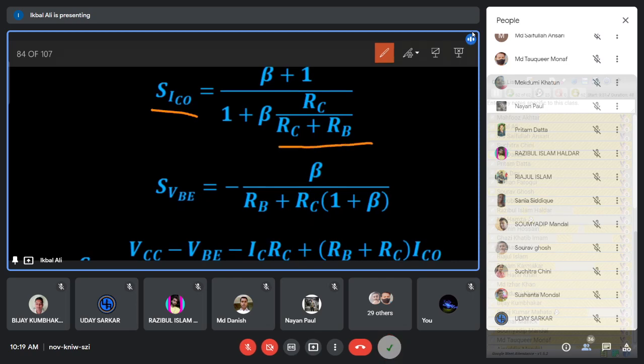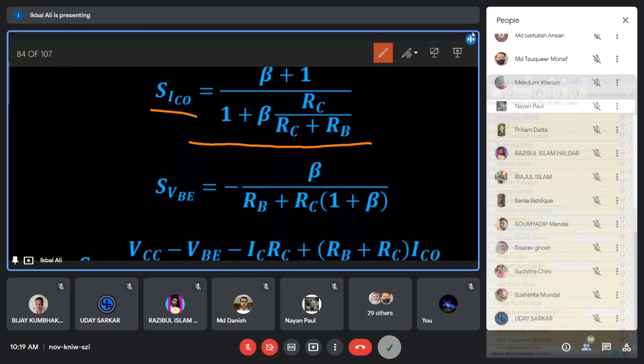This expression looks very complicated, but we will compare with the fixed bias circuit. The expression is (beta plus 1) by (1 plus beta into RC by RC plus RB). So this is a fraction, RC by RC plus RB. This is a fraction less than 1, and beta is the amplification factor.